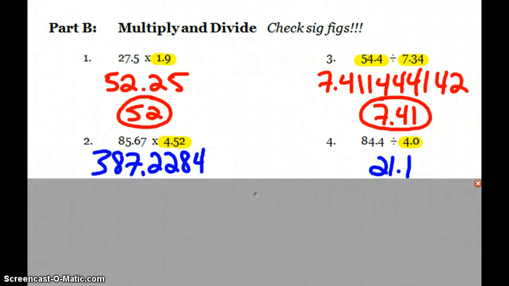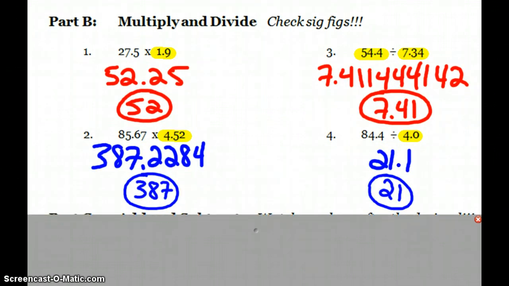And so with our calculations, multiplying and dividing, again we want to check our sig figs. So you can see I've highlighted the measurement in those problems that has the least number of sig figs, and that's how many you need to match in your answer. So with 2 sig figs here, I can only have 2 numbers in my answer. 3 sig figs here, 3 numbers in my answer. Both of these have 3 for number 3, so I have 3 numbers in my answer. And then number 4 here, 2 sig figs, so 2 numbers in my answer.